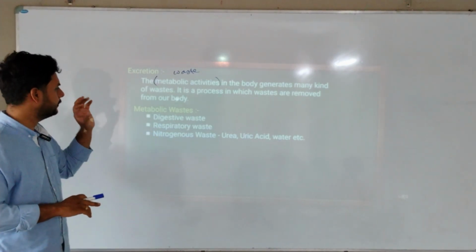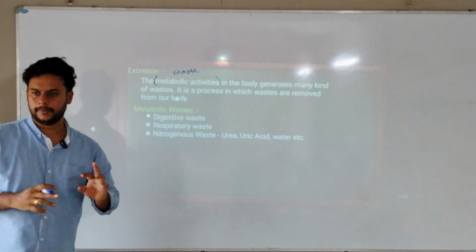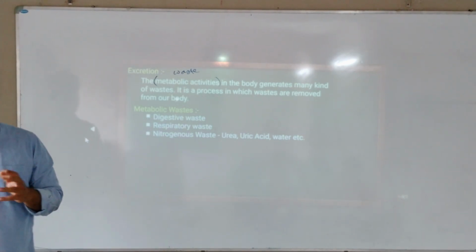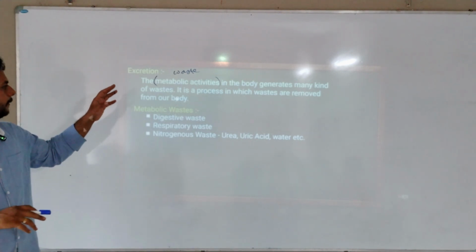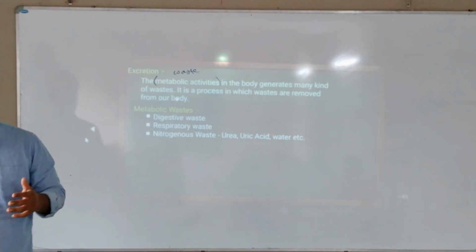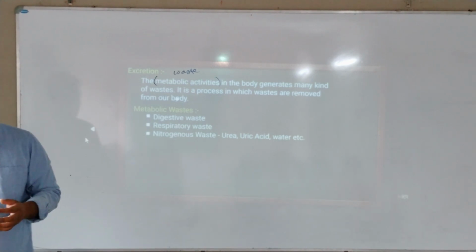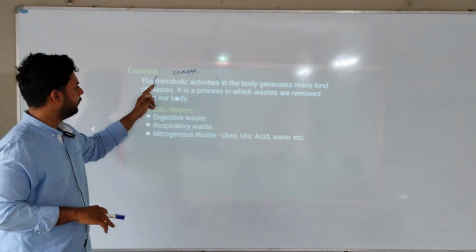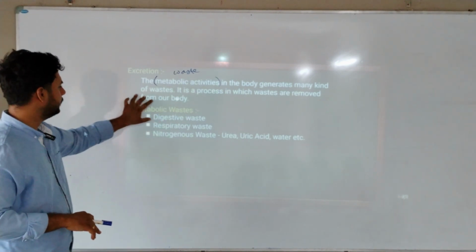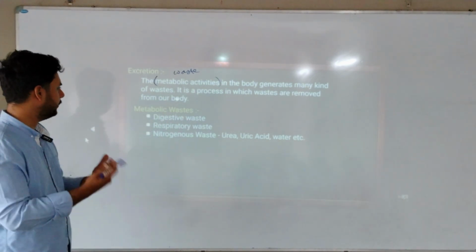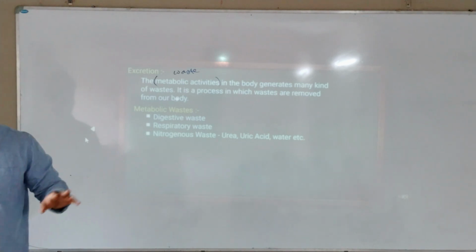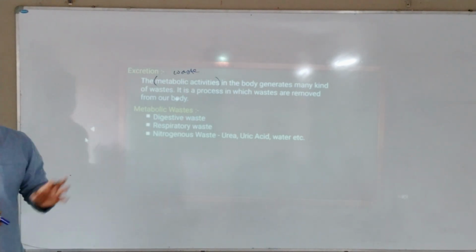Okay, now I narrate the sentence. So metabolic activities. When we are doing activities, when we are eating, when we are doing all this stuff, the metabolic activities in the body, and our body is also continuously growing. Correct? So there are too many wastes getting produced. The metabolic activities in the body generate many kinds of waste. It is a process in which waste is removed. So all this waste should be removed from our body. That process is called excretion.